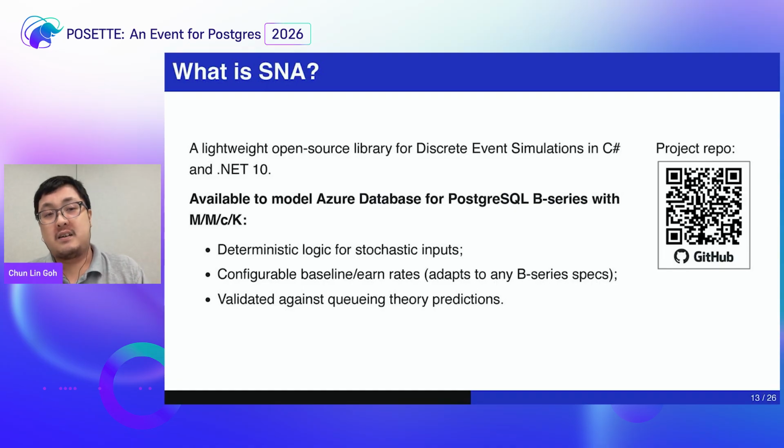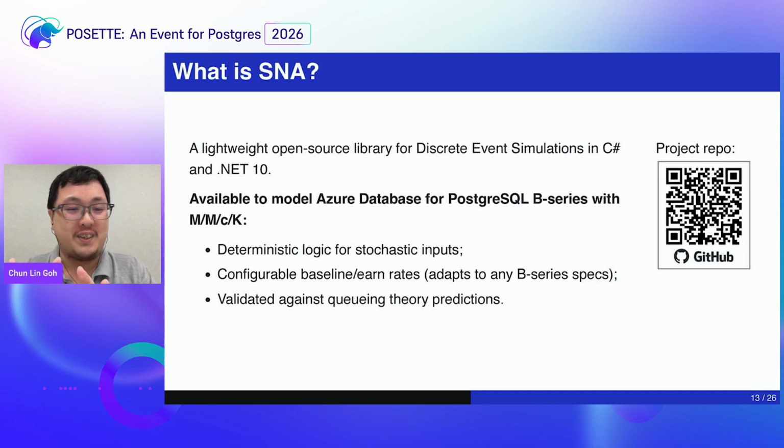Last year, I learned from my professor at the National University of Singapore, Dr. Lee, and came up with my own open source library for discrete event simulation called SNA. It's done in C# and the latest .NET framework, which is .NET 10. Of course, the latest now is .NET 11. But yeah, the general purpose one is .NET 10.